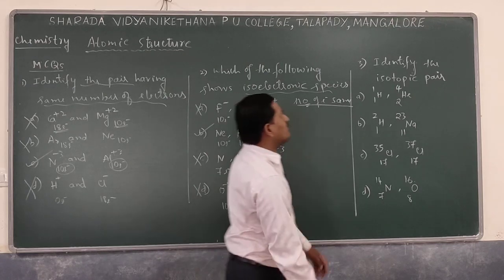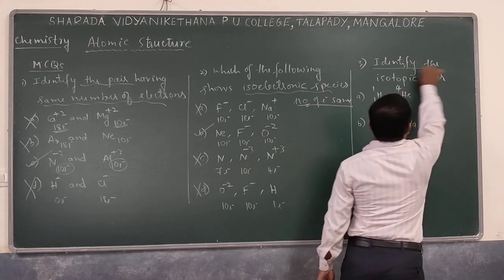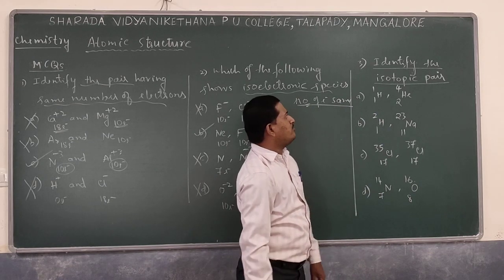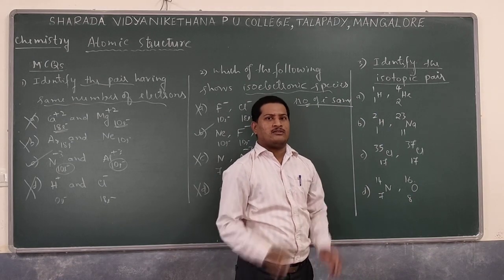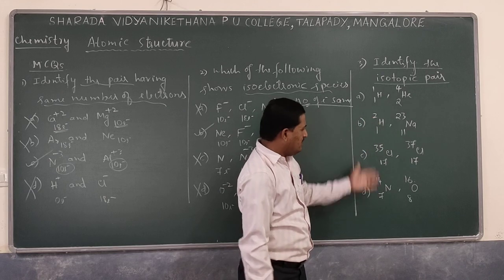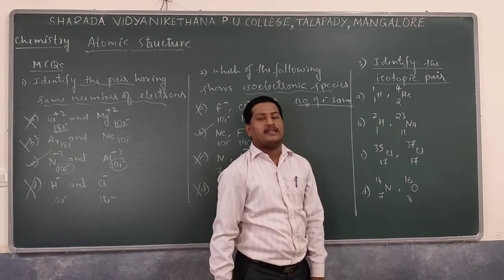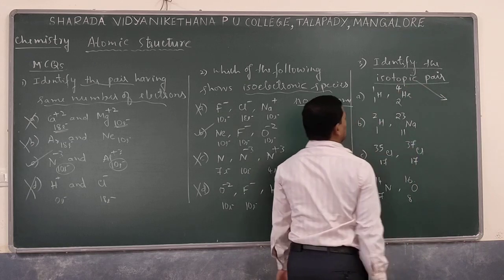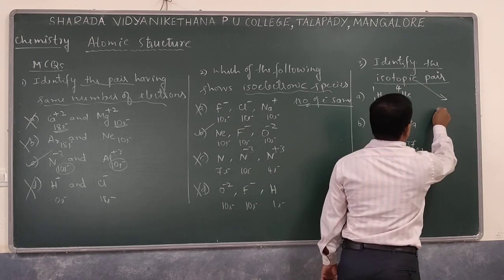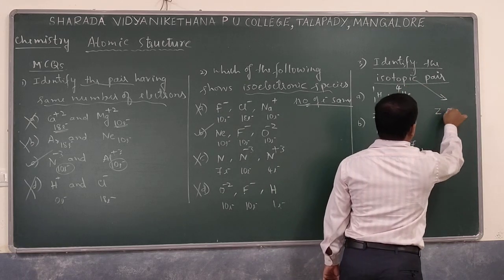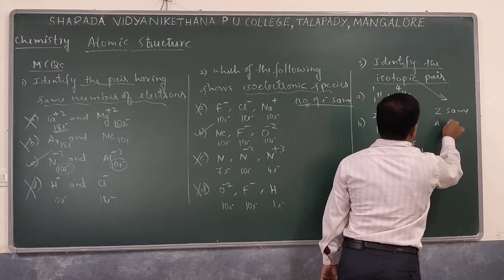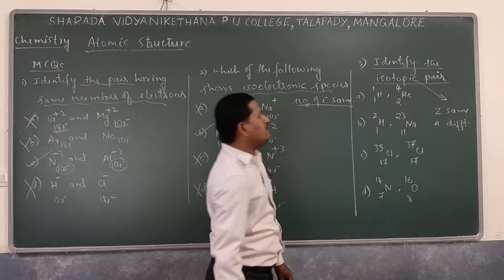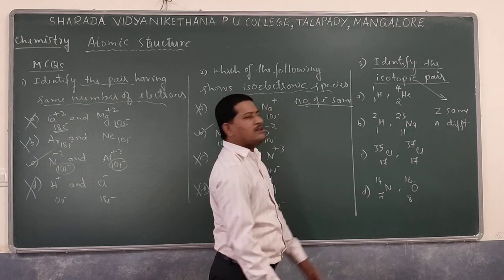But coming to the third question, identify the isotopic pair among the following. Isotopic pair. That means we have to find out which option is isotopic in nature. What is the meaning of isotopes? Isotopes means having the same atomic number. The Z value is the same, but the mass number is different. A set of species having the same atomic number but different mass numbers are isotopes.